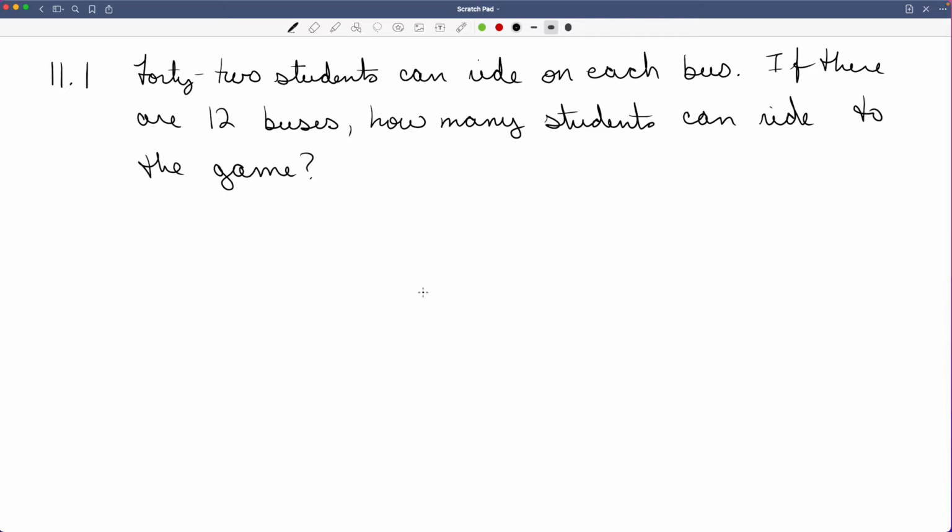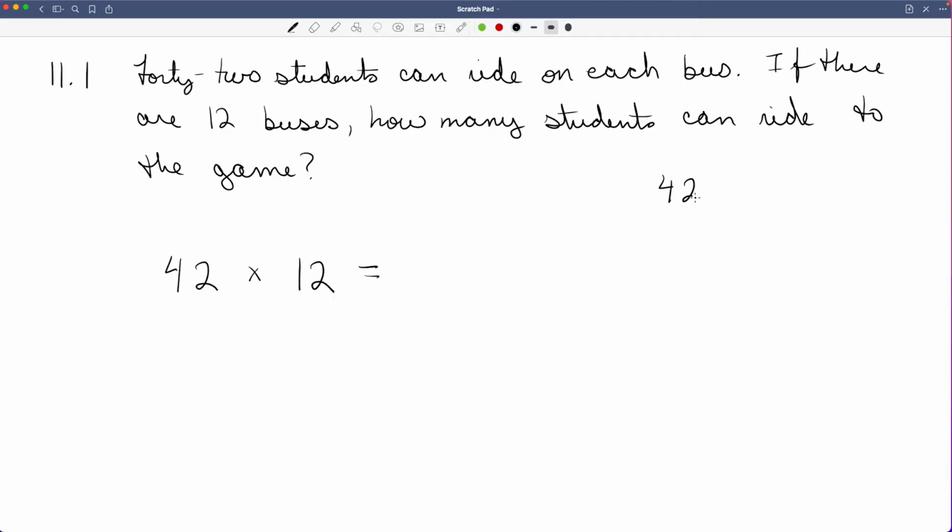All right, in our first example problem, 11.1, it says 42 students can ride on each bus. If there are 12 buses, how many students can ride to the game? So we are going to say 42 students per bus, right? 42 students per bus, and there are 12 buses. So how many students can go to the game? All we're going to do is multiply 42 times 12.